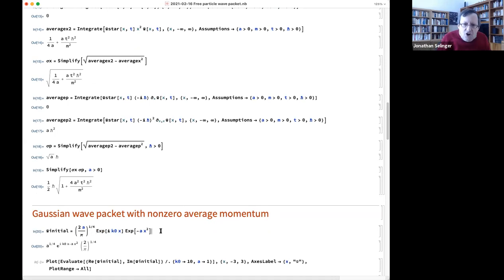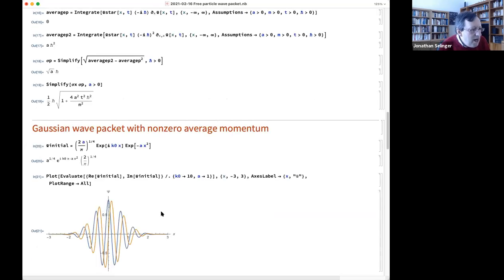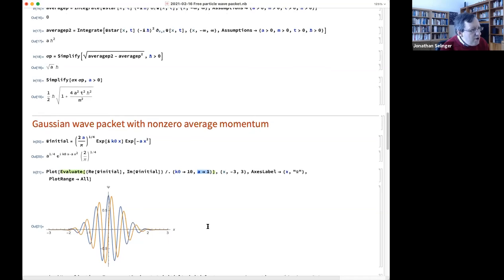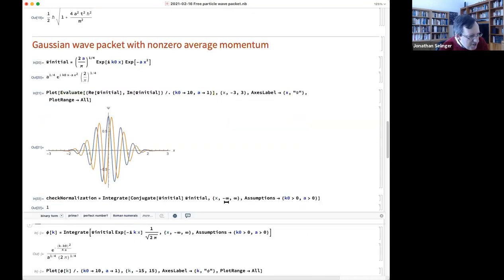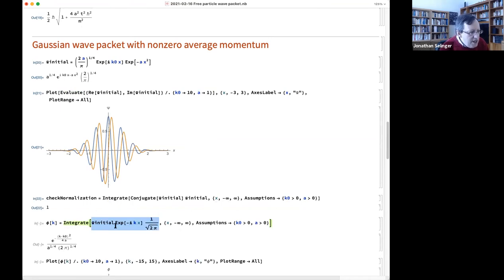Let's repeat all the same steps for that wave function and see what it looks like. If I plot the wave function at t equals 0, here is some example where k naught is 10 and a is 1. You can put in your own numbers for some other example. You can see this looks like it has a whole bunch of oscillations. It looks like there's an envelope around here, but there's a bunch of oscillations up and down inside the envelope. Then I can check if it's normalized. Yes, good.